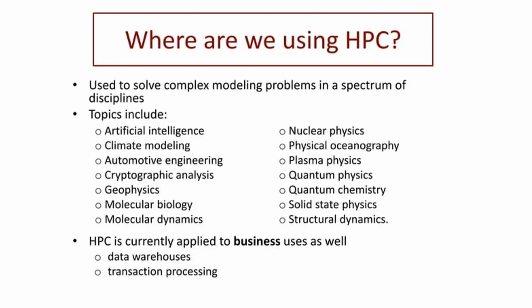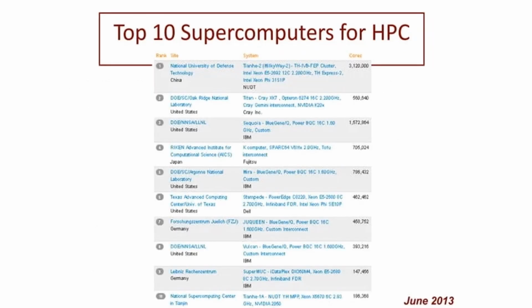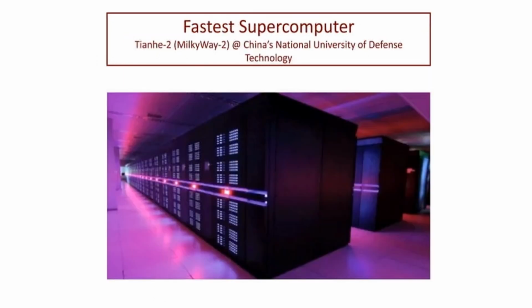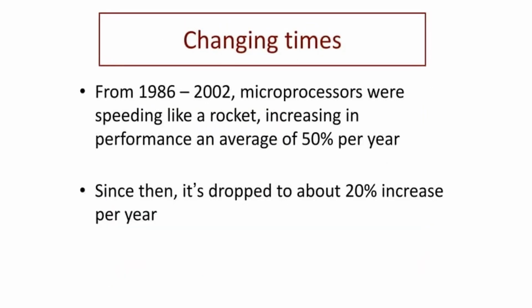HPC is currently applied to business uses as well: data warehouses, transaction processing. This is a list of some of the top 10 supercomputers for HPC as of June 2020. This is the world's fastest supercomputer, developed by China. Its name is Tianhe-2, Milky Way 2, and it's at China's National University of Defense Technology.